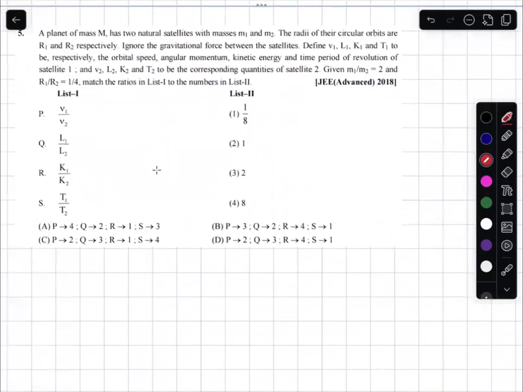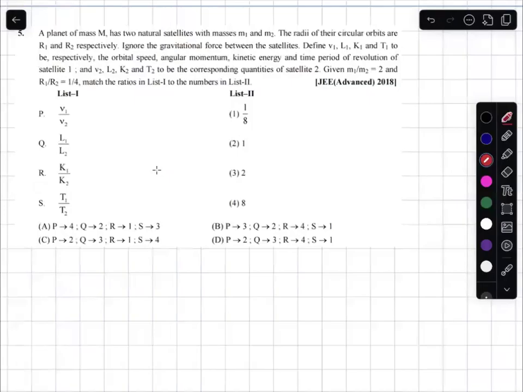Planet of mass M has two natural satellites, M1 and M2. Radii of their circular orbits are R1 and R2. Forget about the interaction of the two satellites with each other. Satellites will interact only with the planet, that's all. V1 is orbital speed, L1 angular momentum, K1 kinetic energy, T1 time period of revolution of satellite 1, and similar terms for satellite 2.